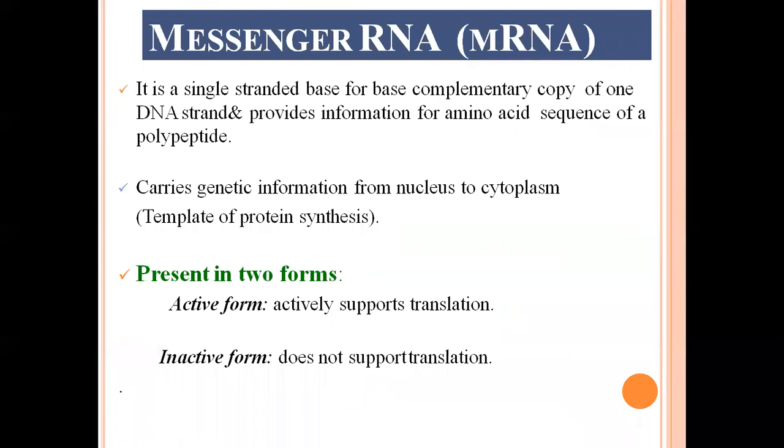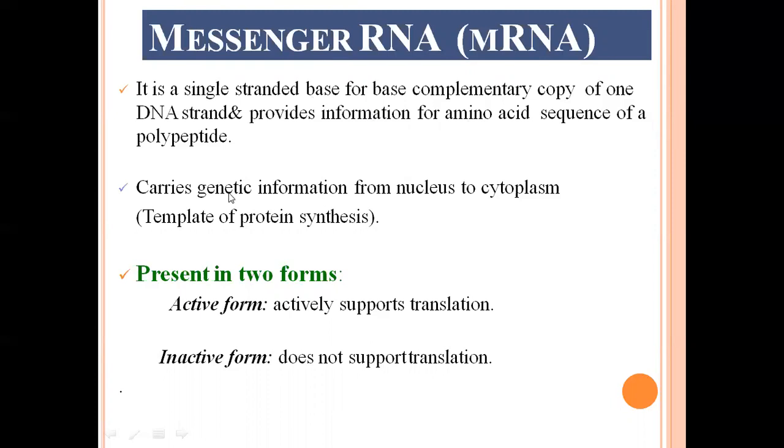Now is the messenger RNA. Messenger RNA is the one who carries the message, the message for the amino acid code. It is a single-stranded, base-for-base complementary copy of the DNA strand and provides information for the amino acid sequence of a polypeptide. So who carries the information of amino acids? This is the messenger RNA. The message carrier is messenger RNA.